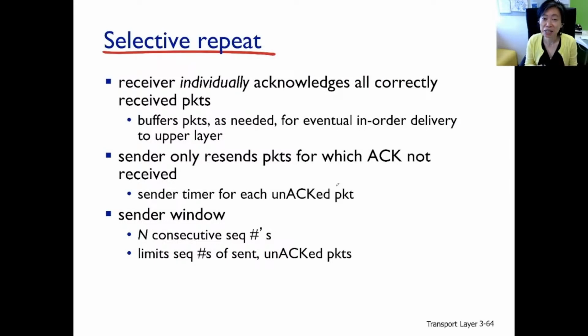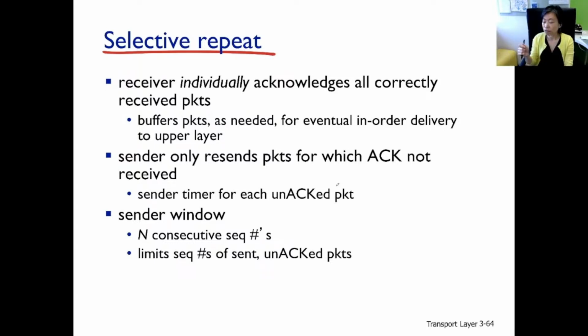Selective repeat. This is the second big category of pipelined RDT. Its design is pretty much the opposite of Go-Back-N. In Go-Back-N, you have cumulative ACK, so the sequence number in the ACK indicates all the packets before that number are received correctly. But in selective repeat, the acknowledgements are individual. So one acknowledgement packet per data packet. The sequence number in the acknowledgement is only to acknowledge one data packet.